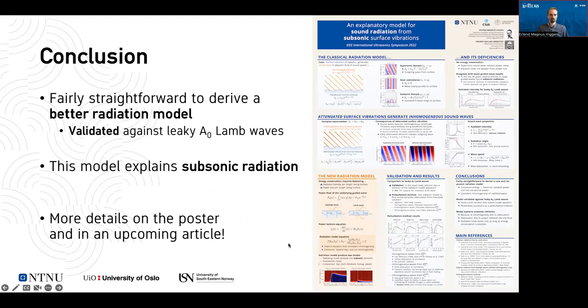In conclusion, it's fairly straightforward to derive a better radiation model. It's been validated against leaky A0 Lamb waves, and we can use this to explain subsonic radiation. Of course, there's a lot more to this, and you can find more details on the poster and also in an upcoming article that is coming in the near future.